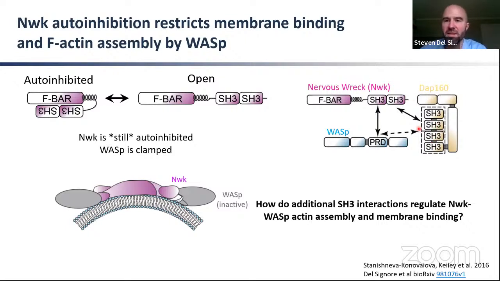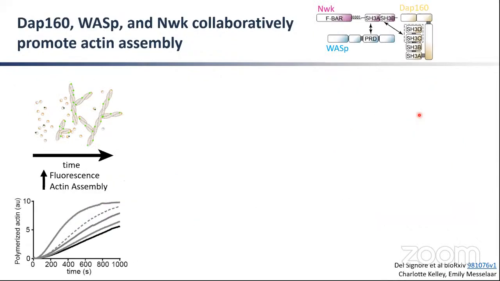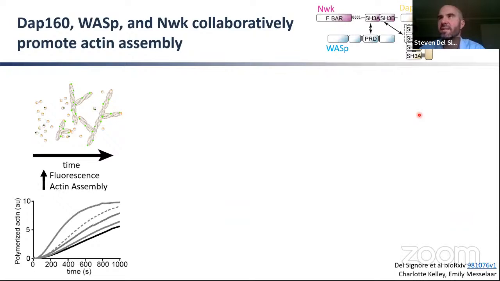The candidate that we examined is this protein DAP160, which is the fly homologue of intersectin. It interacts with the SH3 domain of nervous rec and the proline-rich domain of WASp, and it has shared genetic phenotypes with both of these proteins. I'm just going to highlight a couple of the biochemical studies that we did that I think illustrate the main function of this collective module.